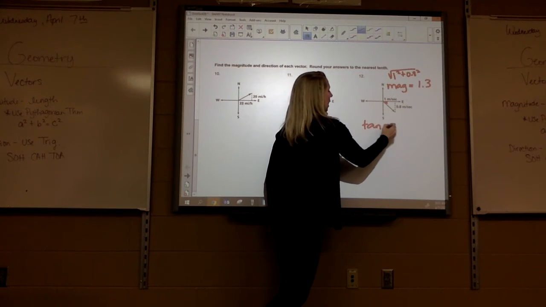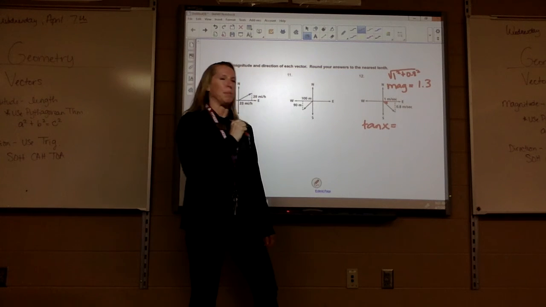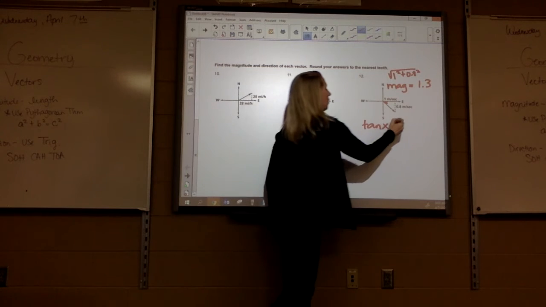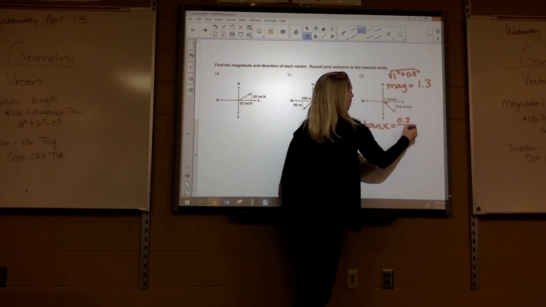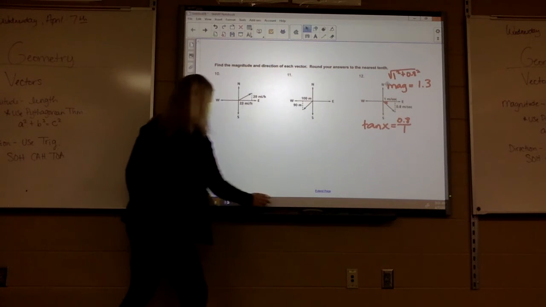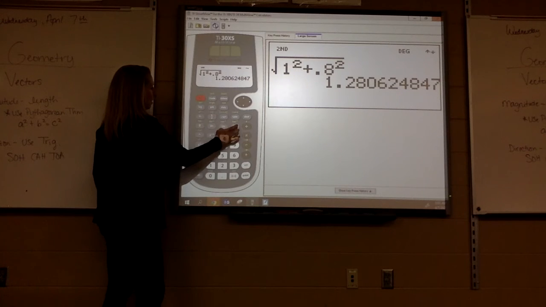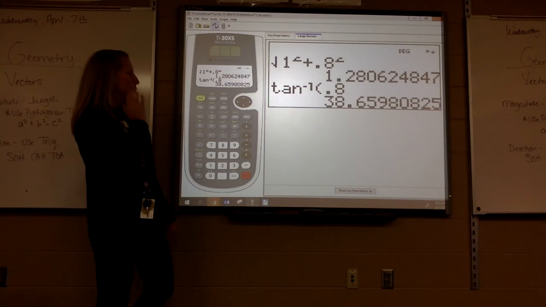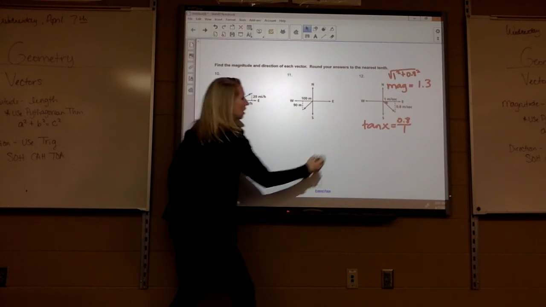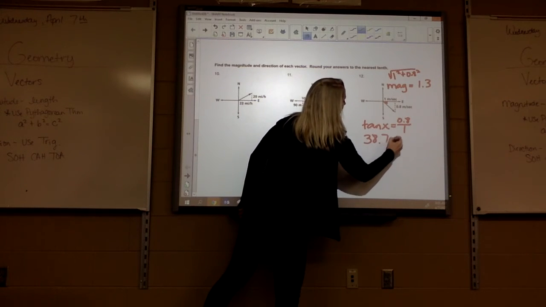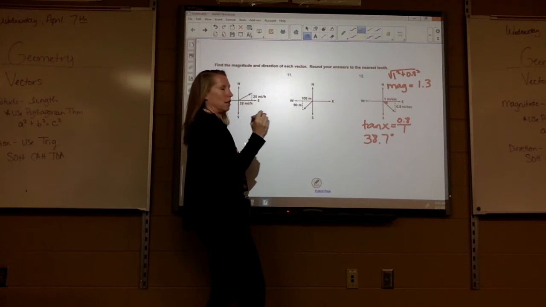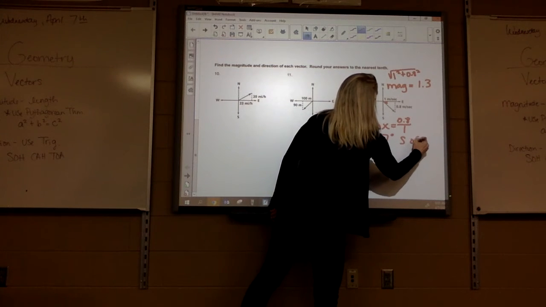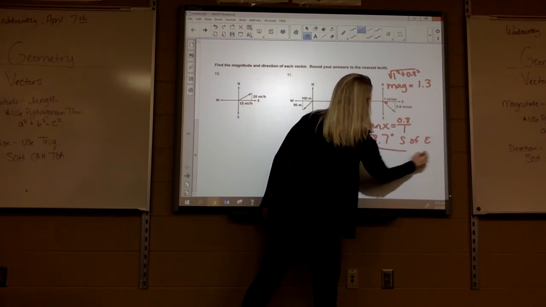So tan x, which side is my opposite? 0.8. 0.8 over 1. So second tan, 38.7. Yep, 38.7. So 38.7 degrees, what of what? South of east. South of east. Yay.